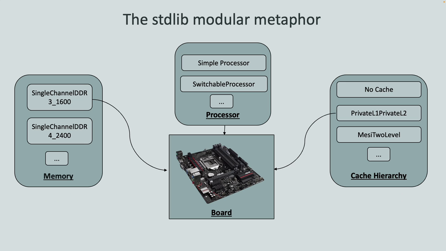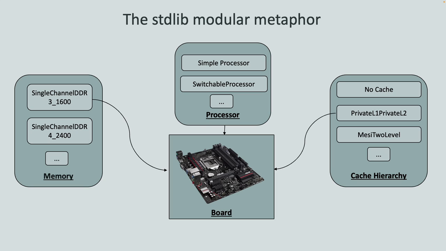So this is basically the metaphor as said. A typical board will have a memory, processor, and cache hierarchy, and you can pick which one you want. I won't worry with all the examples. You take your pick of memory system. Processors are a bit more funny, but we will see examples coming up. They allow you to specify, you know, I want an 8-core system, a 4-core system, etc.